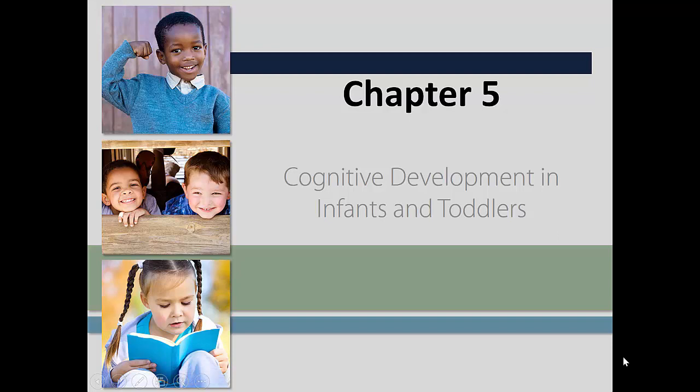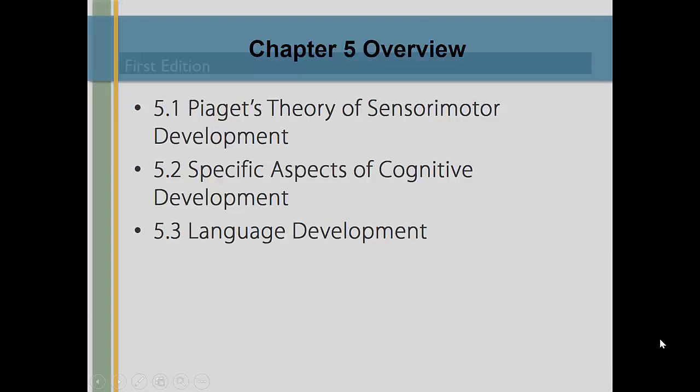Chapter 5, Cognitive Development in Infants and Toddlers. In an overview of this chapter, we will cover Piaget's theory of sensorimotor development, specific aspects of cognitive development, and language development.